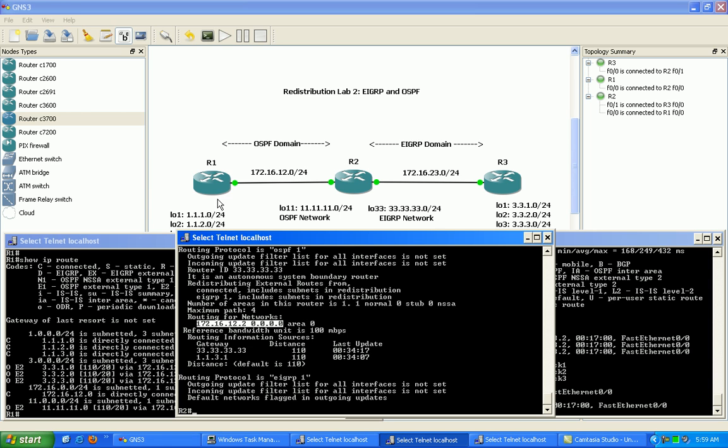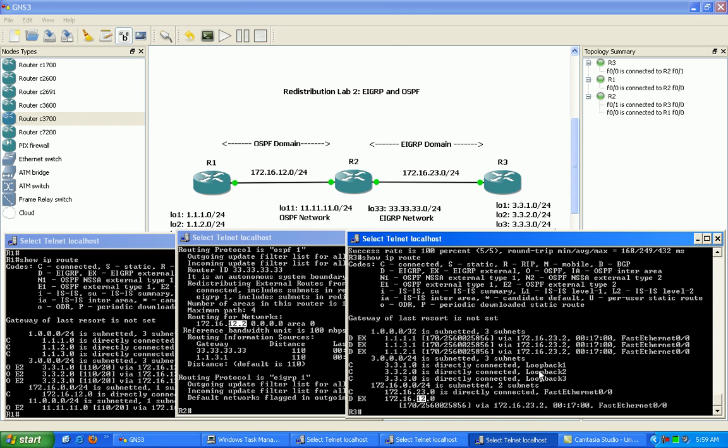Not only is router 2 going to pull the OSPF learned routes in its routing table, it's also going to pull into the redistribution process the networks in which it is routing for. In this case, the 12 network.